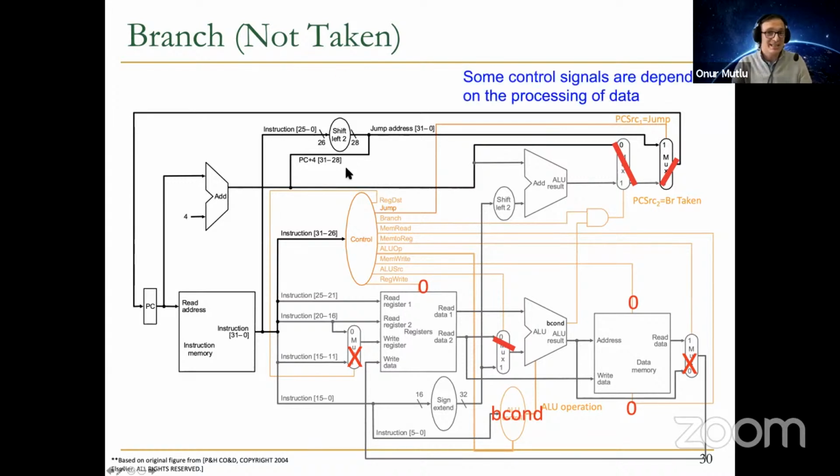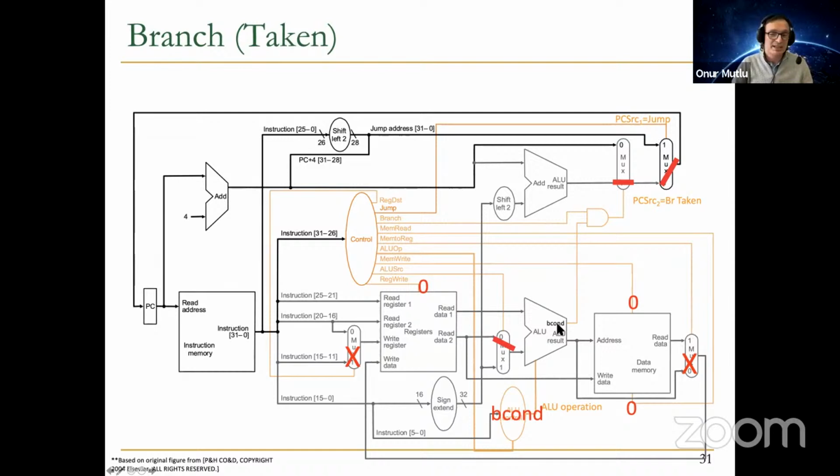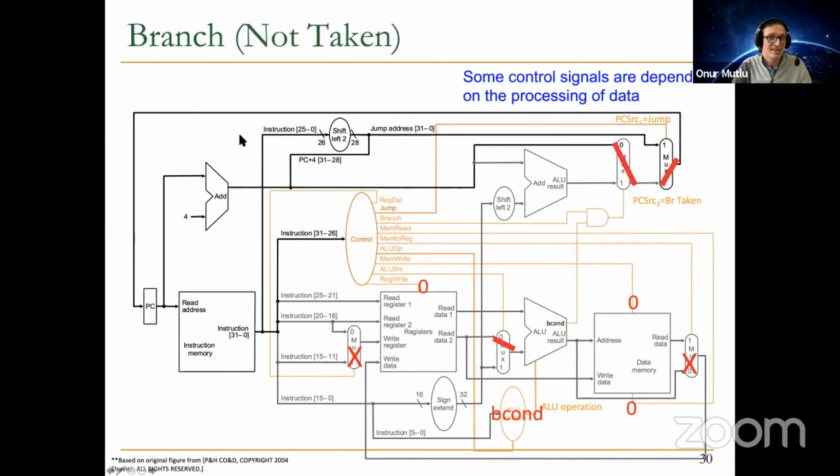So the taken case. Clearly, as I mentioned earlier, some control signals are dependent on the processing of the data, which is the branch condition signal over here. The taken case is very similar to the previous case, except we need to choose the adder result over here. This is a separate ALU basically to calculate the branch target address. We need to choose the calculated branch target address from this adder to go into the PC. So this is the not taken branch. This is a taken branch.